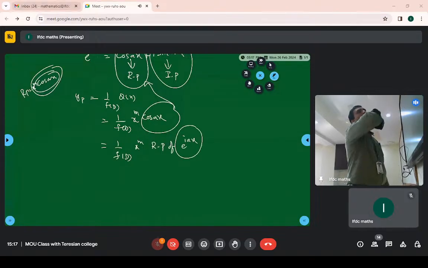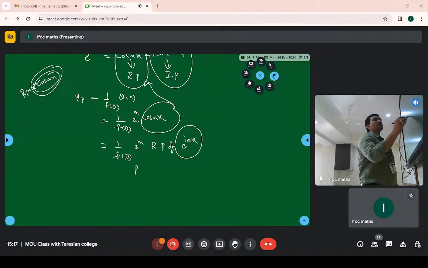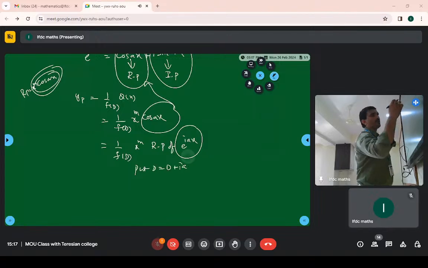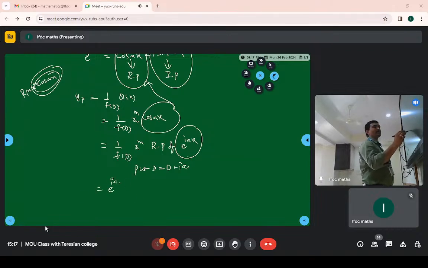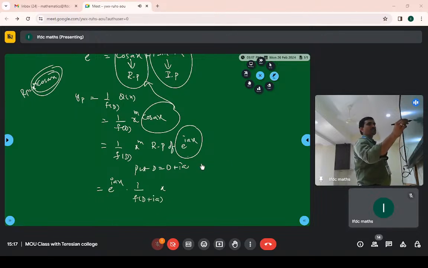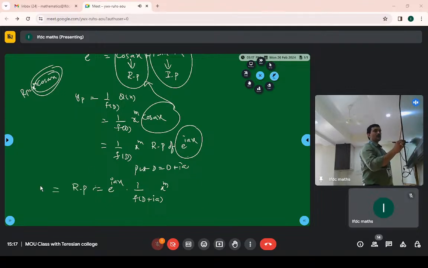Now, just now I told you the fourth method, e power ax into V. Then on the right hand side e power iax is there. By substituting D equal to D plus ia and taking e power iax from the right hand side to the left hand side, we get the real part of e power iax into 1 by f of D plus ia into x power m. This will come under method number 3.